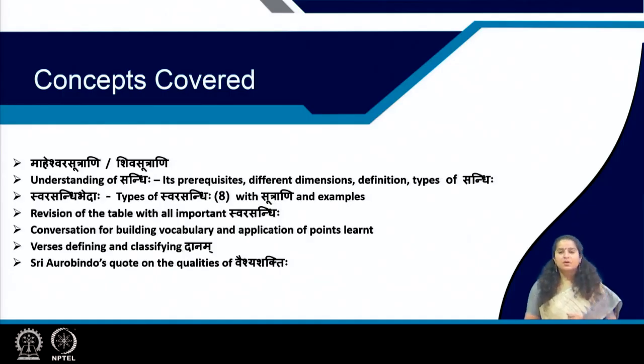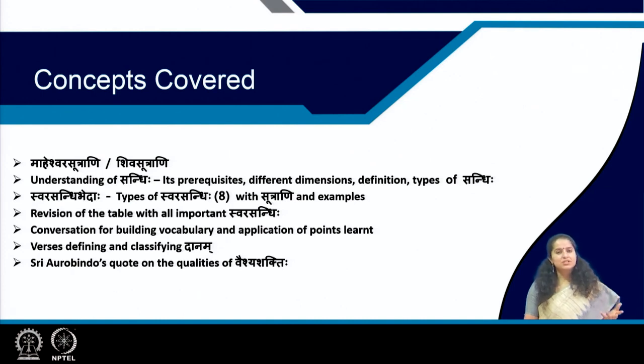So, the concepts that will be covered here are, we'll look very briefly at the Maheshwara Sutrani or the Shiva Sutras, and then try and understand the Sandhis, its prerequisites, different dimensions, definition, types of sandhis, and then also look at the Swara Sandhi Bhedaha, because we are focusing on the Swara Sandhi in this lecture. So the types of Swara Sandhis, about 8 of them, with the sutras and examples. And there will be a revision of the table with the important Swara Sandhis. In fact, all the Swara Sandhis will be there in that table.